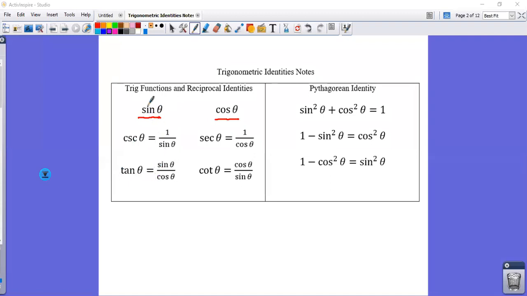Tangent comes from sine divided by cosine. So we can always write tangent instead of sine over cosine. And cotangent is the reciprocal, so it's cosine over sine.